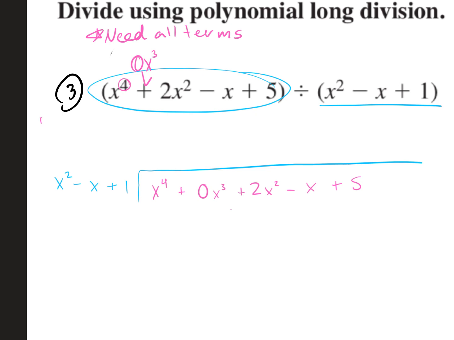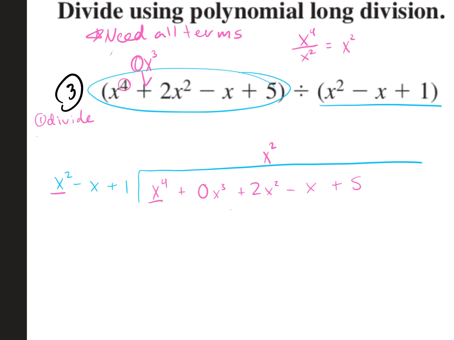Now step 1 is to divide. We divide the first term by the first term. So if I have x to the 4th power divided by x squared, here I'm taking 2 of the x's away. So if I have 4 x's and I take 2 away, I'm left with x squared. So I'm going to write that on top of my x squared term.